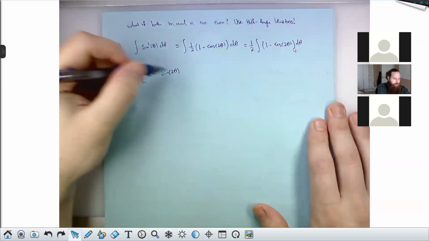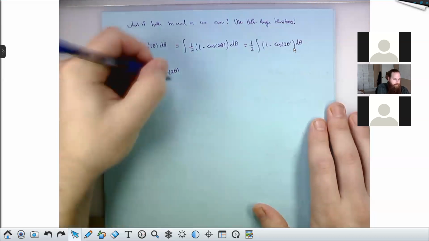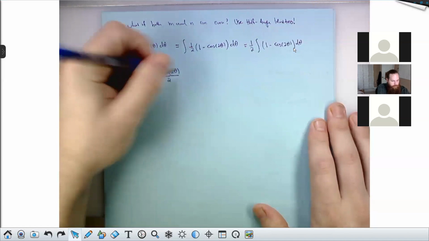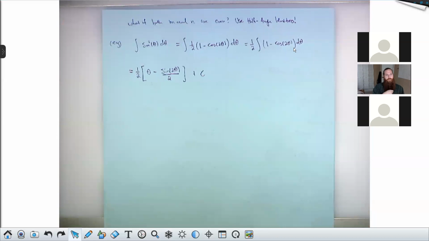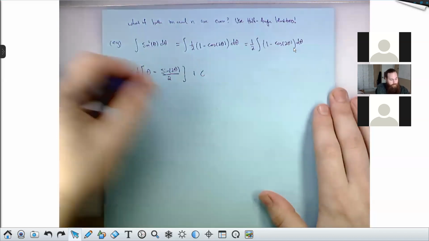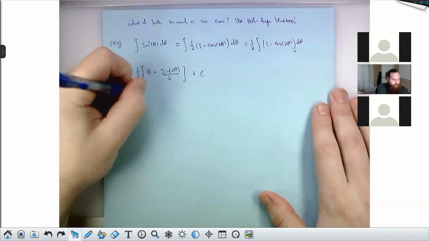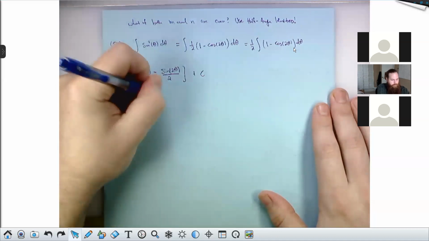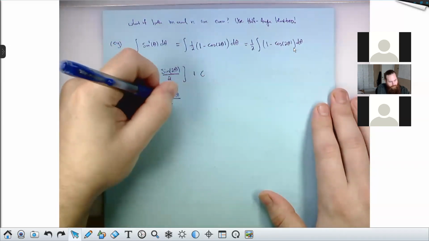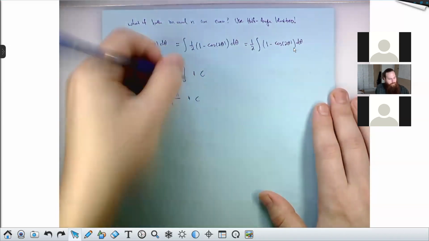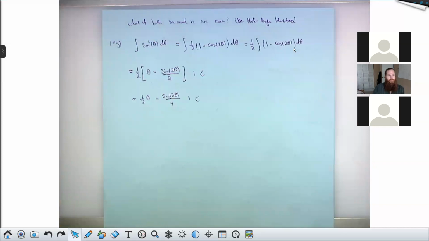But then by the chain rule, if you differentiate sine 2 theta, you'll get a 2 on the outside, so you got to divide by 2. So that's the micro u sub. Integral of cos 2 theta is sine 2 theta over 2. And that's it. You're done. You can distribute the 1/2 if you want. That doesn't look too bad now, does it?